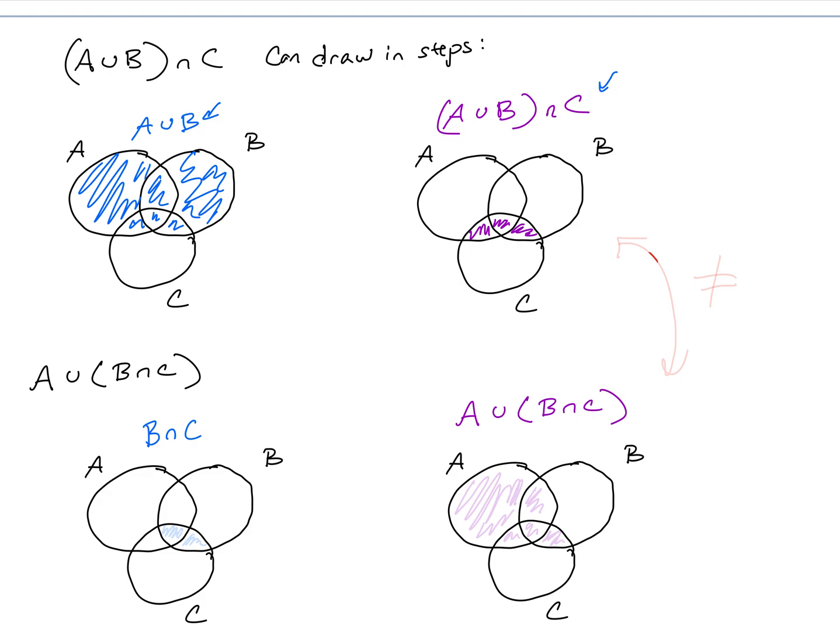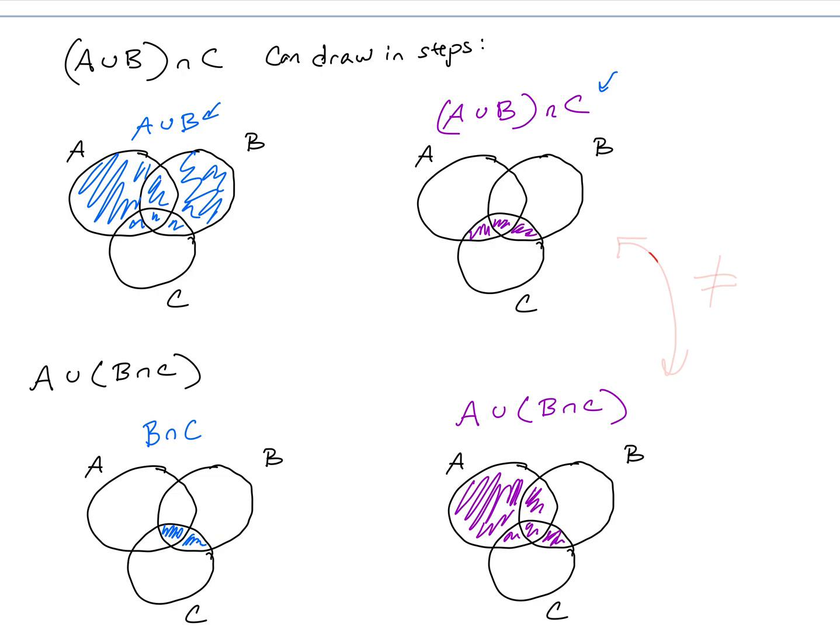Okay, how about A union B intersected with C? So first we'll do B intersected with C, the piece that's in parentheses. B intersected with C are the points that are in B and in C. Then if we want to union that together with A, we would have everything that was in A as well as the points that are in B intersect C. So we also have this region as well.